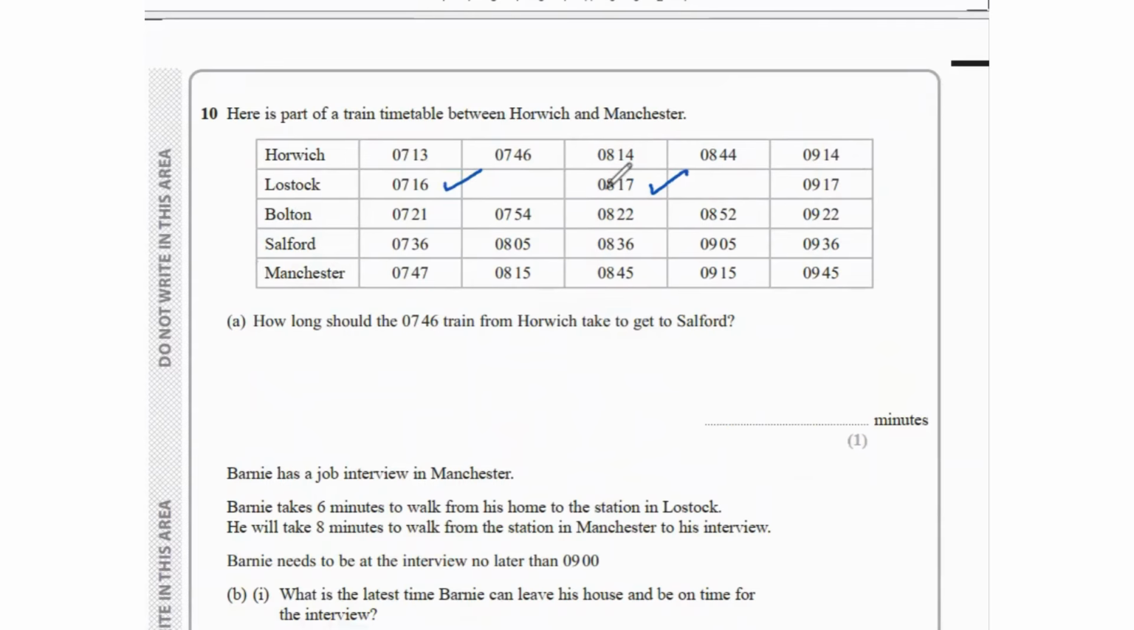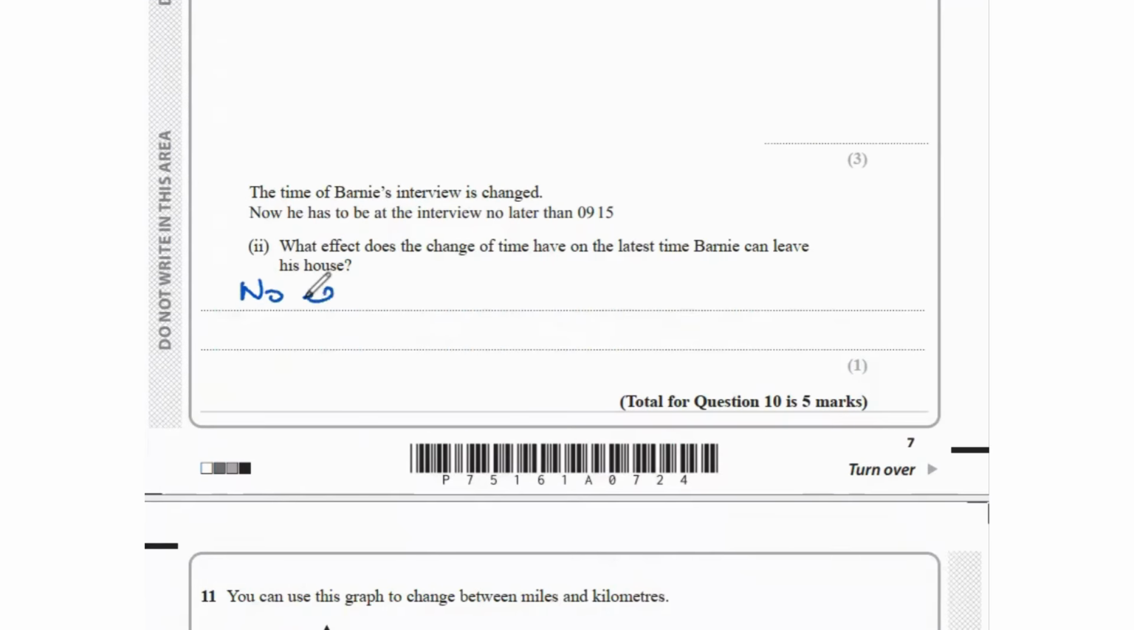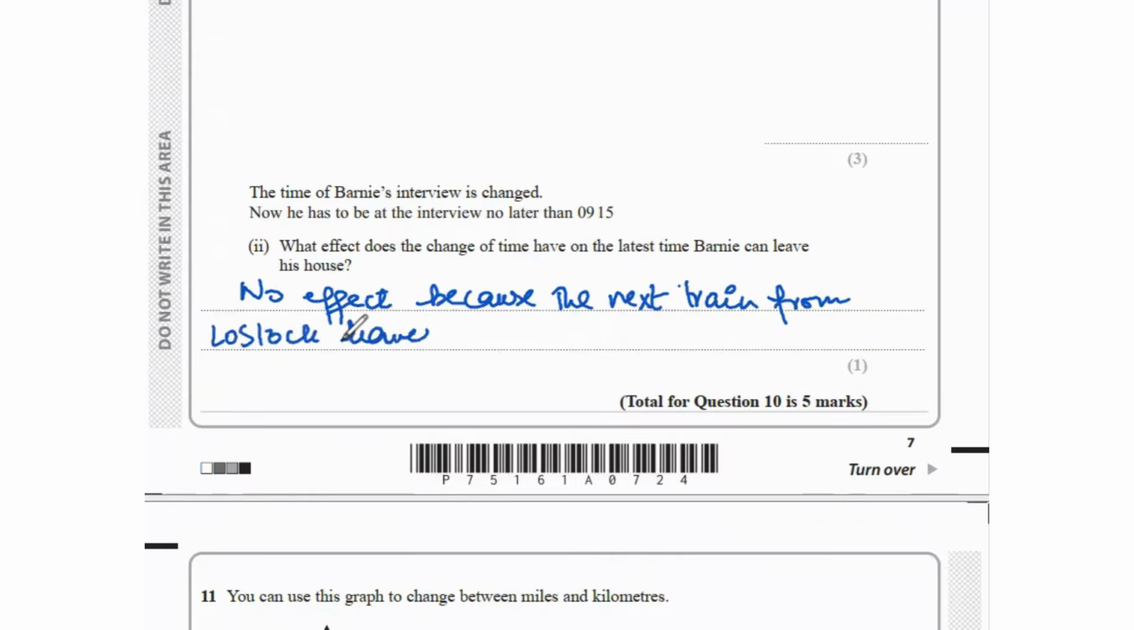So his departure time is still going to be the same. It's not going to change. No effect, because the next train from Lowestoft leaves at 9:17, which is going to be late. That's your answer.